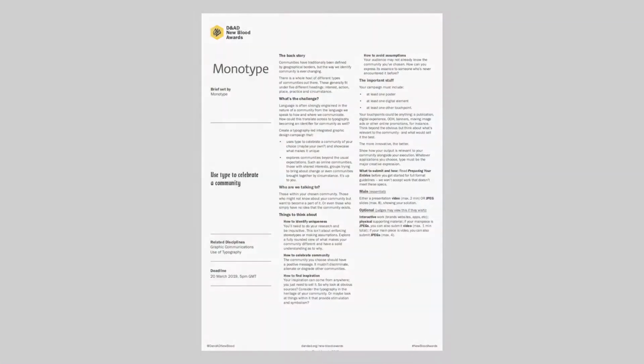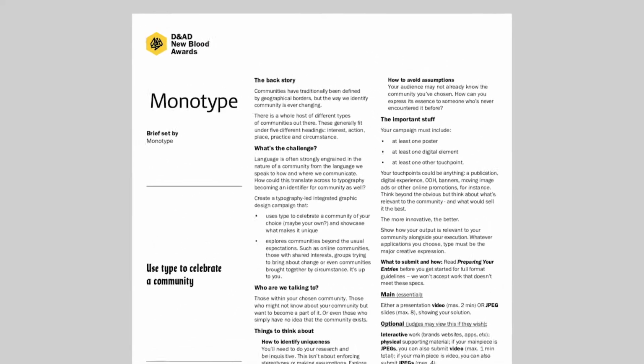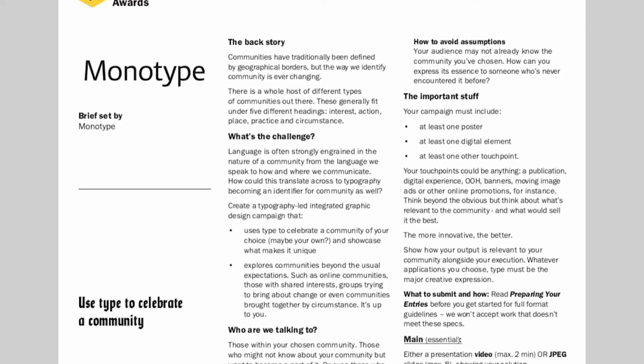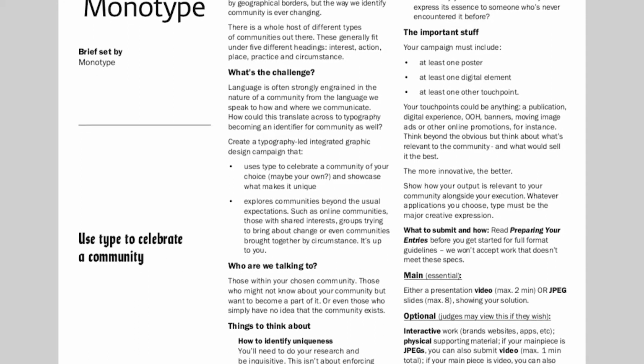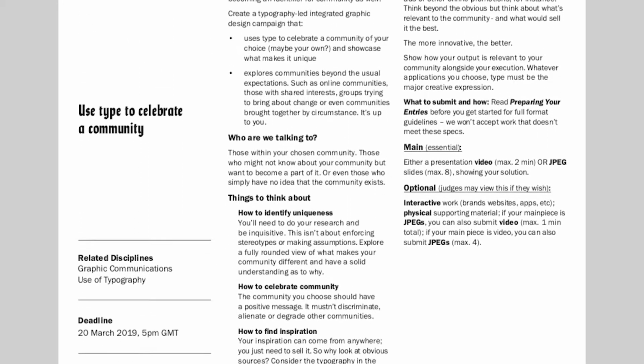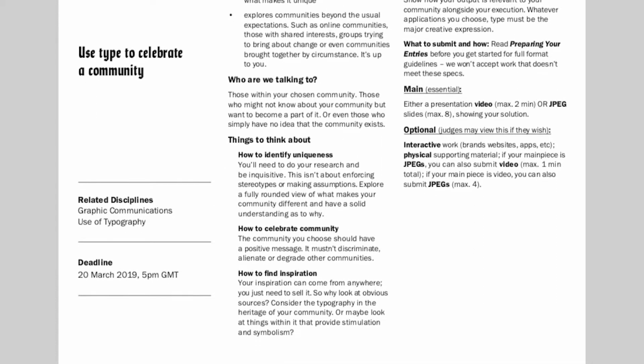The Monotype brief by D&AD asks us to use type to celebrate a community, and it encourages us to choose a community that we are part of. The function of the brief is described in its summary: use type to celebrate a community. Humans are social animals, and as such, we need connection and a sense of belonging. The brief uses words like heritage, uniqueness, communication, and of course communities to describe its function. Monotype wants to give voice to, or get their audience to know, new communities they might not be aware of.